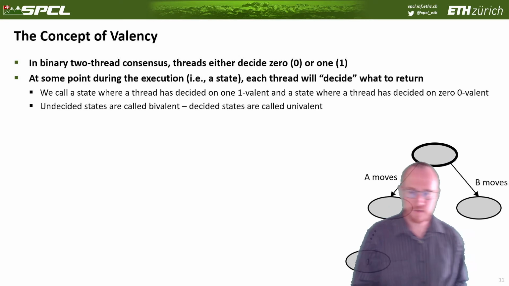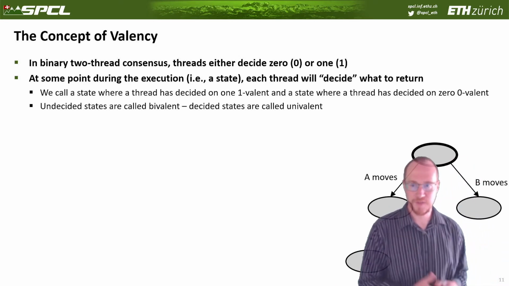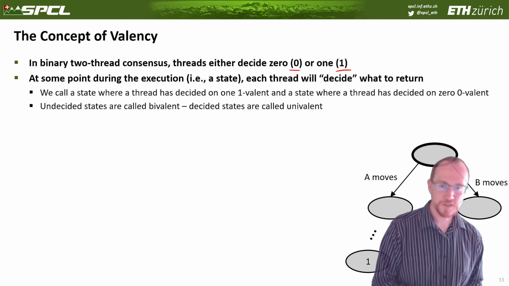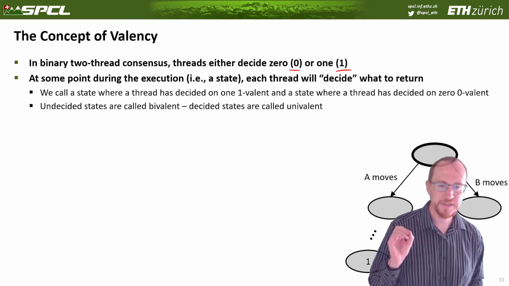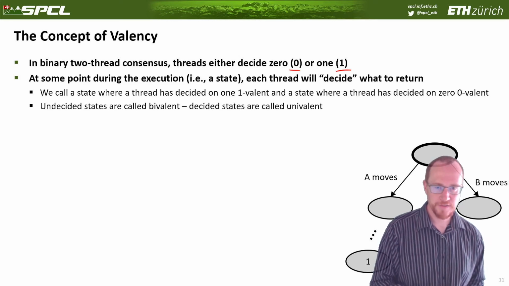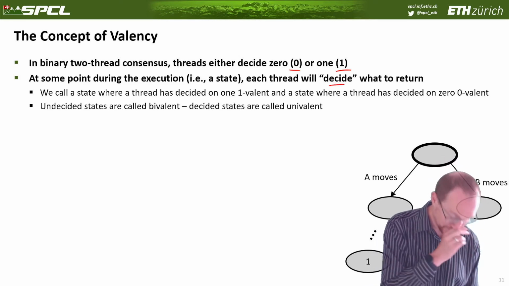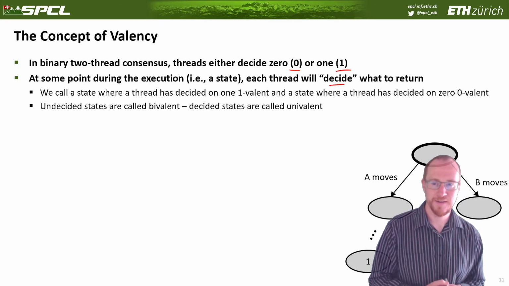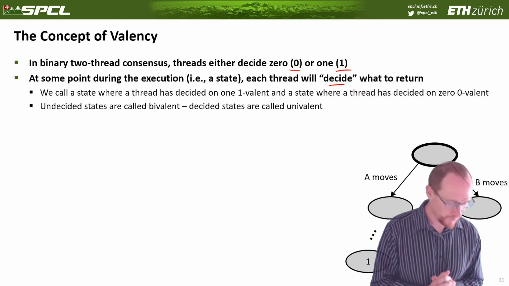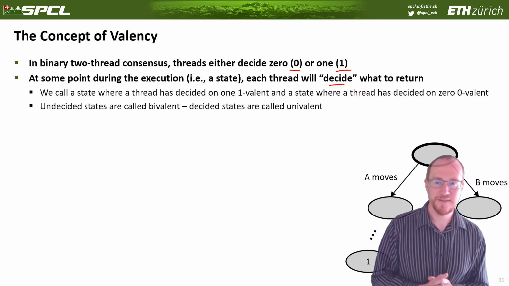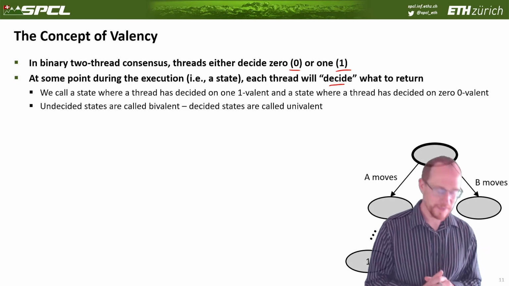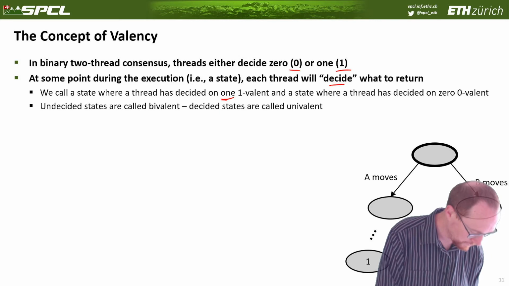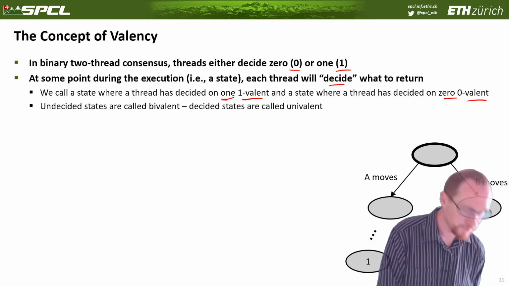So if we have a two-thread consensus protocol here, a binary two-thread consensus, these threads either decide 0 or 1. Which means at some point during the execution, each of those threads will decide, and this is what the routine is called, what to return. Right? So now we introduce some terminology. We call a state that has decided on a 1 as an output value 1 valent, and on a 0, 0 valent.